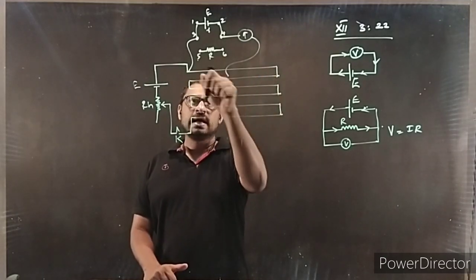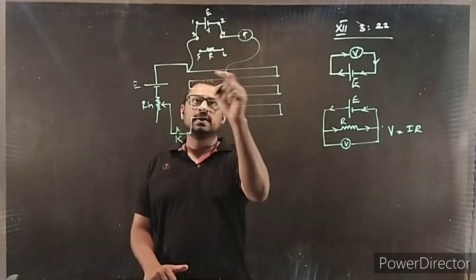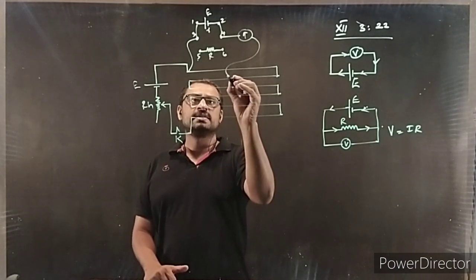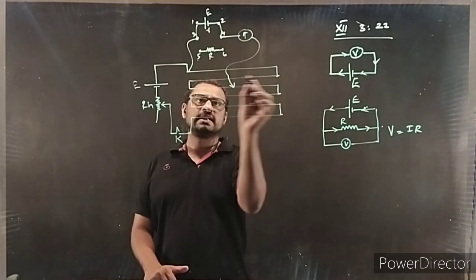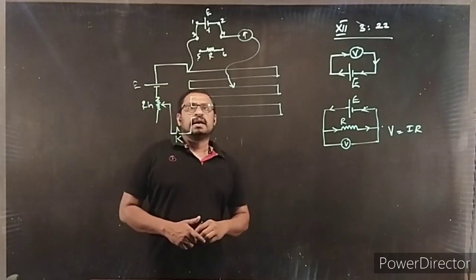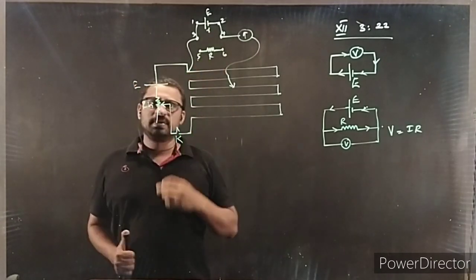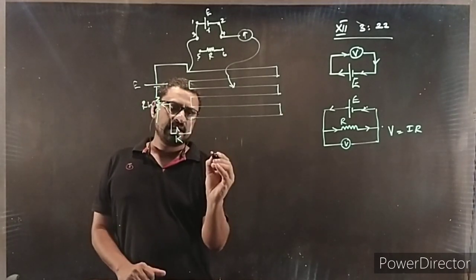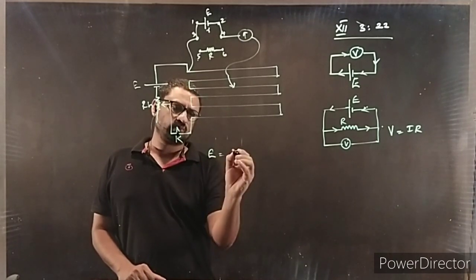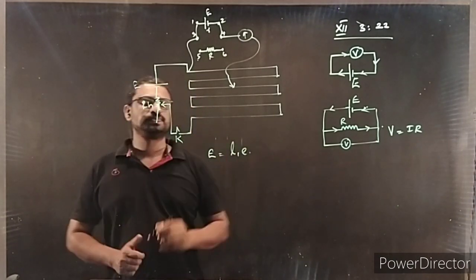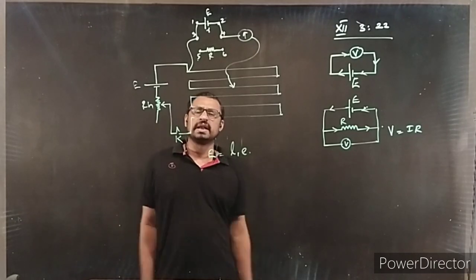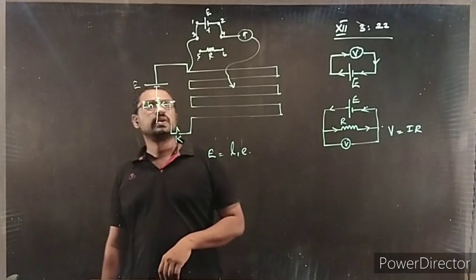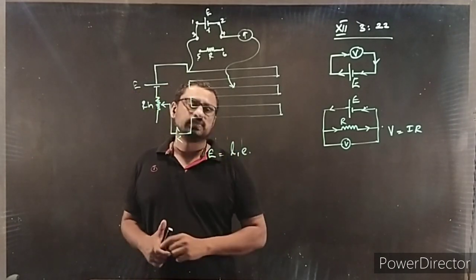Move the jockey to find the balancing length. Suppose you are getting the balancing here, so you can measure that length as L1. Now the balancing is for EMF, because there is only one cell introduced in the circuit. So EMF is equal to L1 times E, where E stands for the potential gradient, which is the potential difference developed per unit length of the wire. This is equation 1.